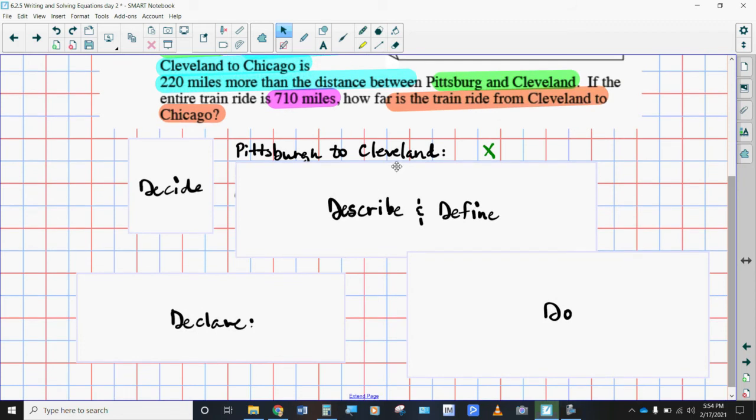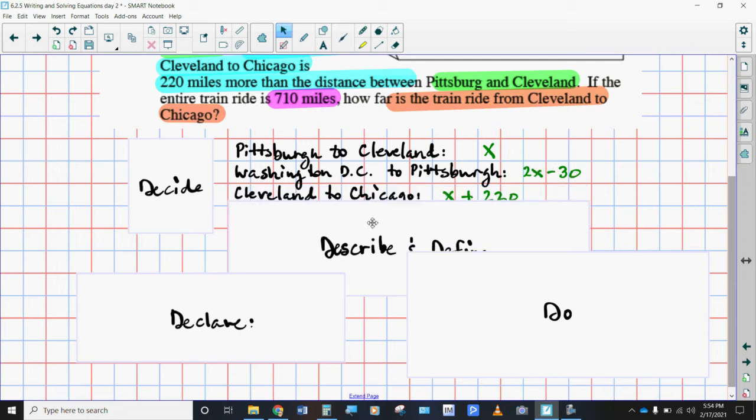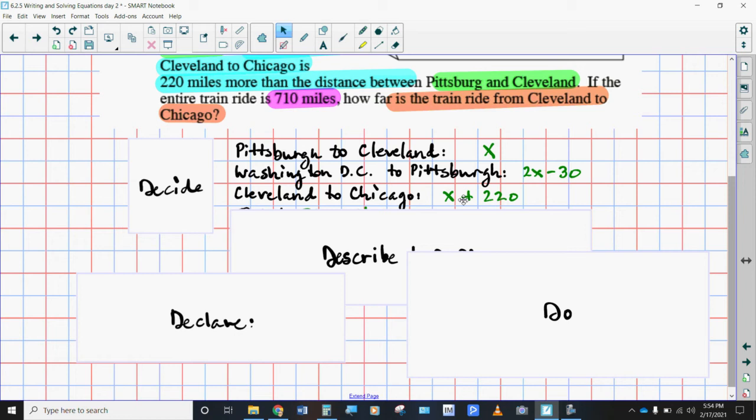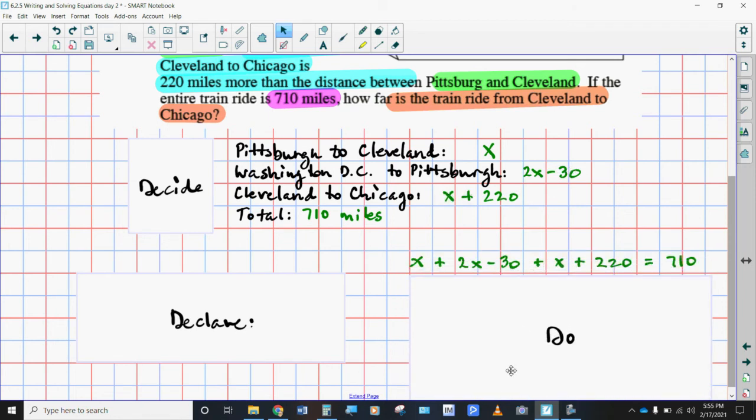So, Pittsburgh to Cleveland was x, which means that Washington, D.C., which was 30 less than twice the distance between Pittsburgh and Cleveland, would be 2x minus 30. And then the distance from Cleveland to Chicago was 220 miles more than the distance from Pittsburgh to Cleveland, so that would be x plus 220. And then, of course, the total is 710 miles. So let's go ahead and set this up. X plus 2x minus 30 plus x plus 220 has to equal 710.